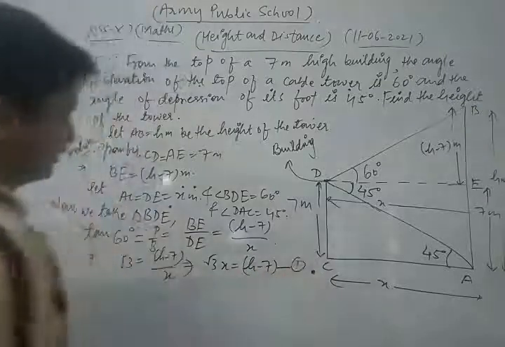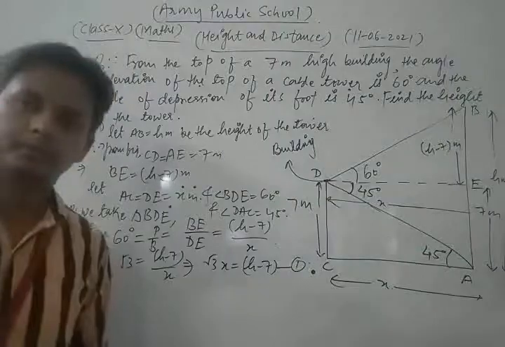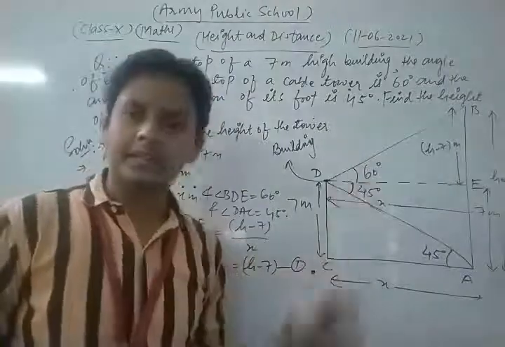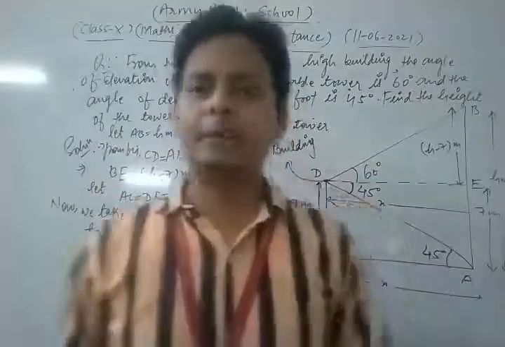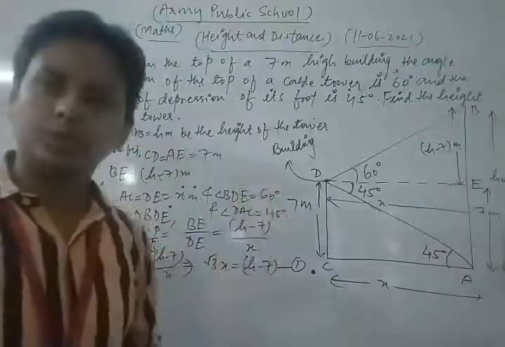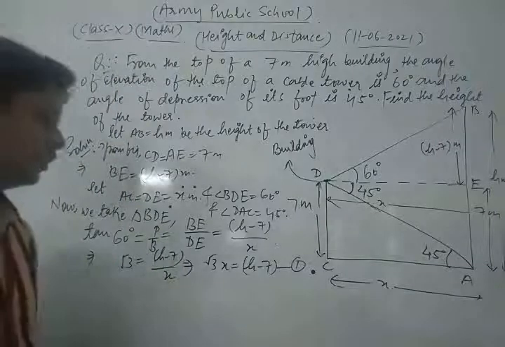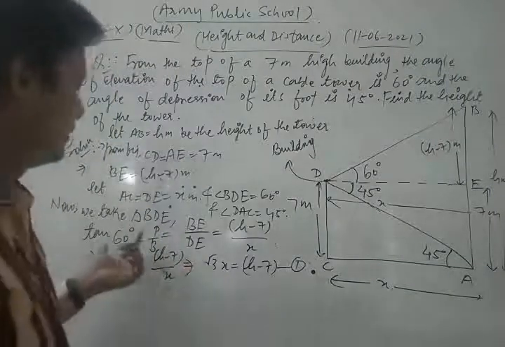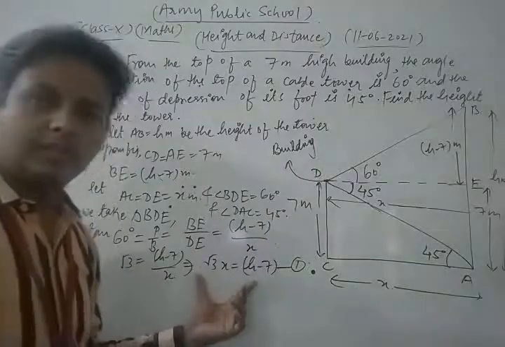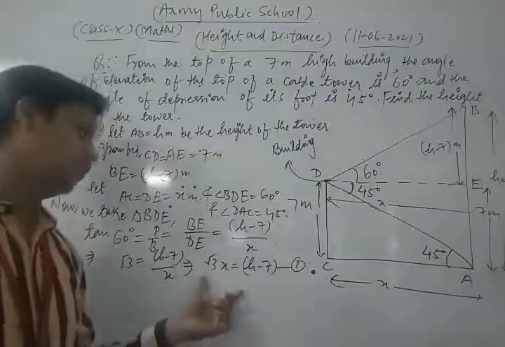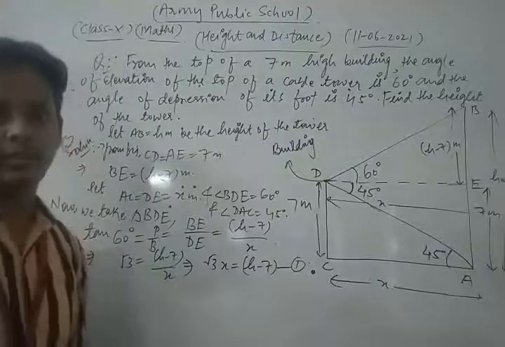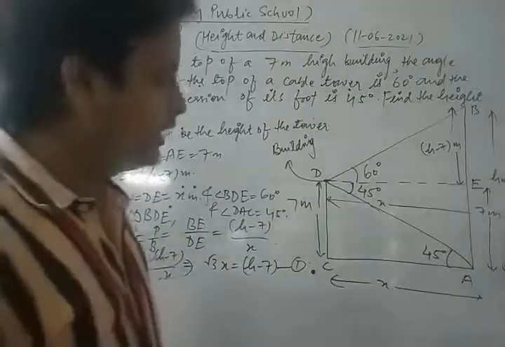Take this as equation number 1. So dear friends, first of all, we take triangle BDE. After taking the triangle BDE, we apply the tan of 60 degree. The tangent rule, tan theta, you know, is perpendicular upon base. So we apply tan 60, putting all the values and simplifying them. So we get a very important relationship between them, which is under root 3 into X is equal to H minus 7. Okay, now similarly, what do we do?